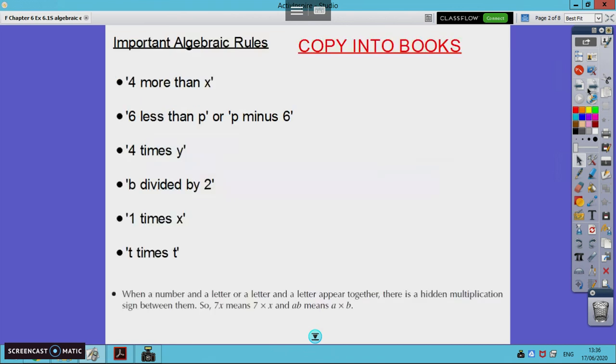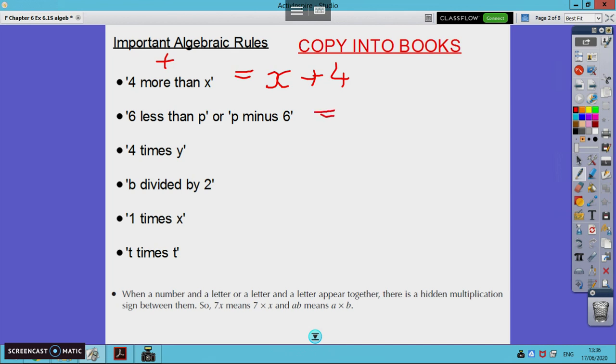First things we need to think about are some algebraic rules that we need to know off by heart, so you're going to copy these down in your books. When something says "more than", it means adding. So 4 more than x would be x plus 4. You could put 4 plus x, but that's not technically correct. It's saying 4 more than x. x is your starting point and it's 4 more than that. So it's x plus 4.